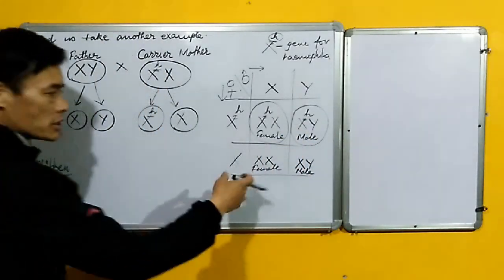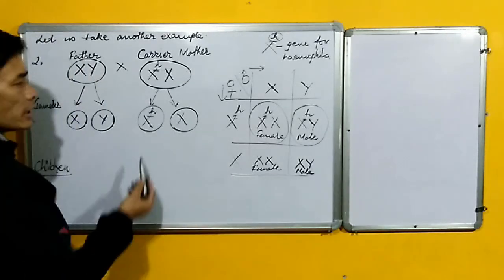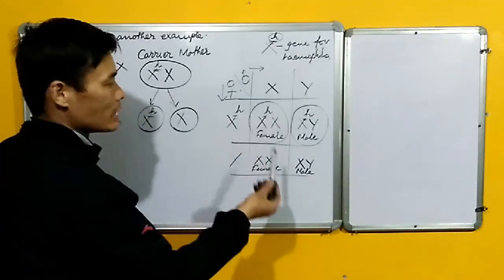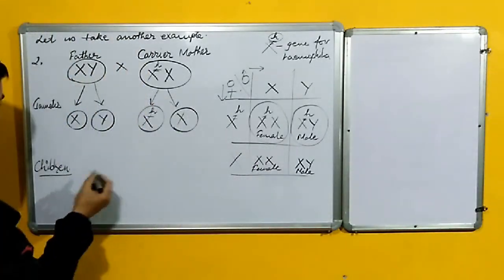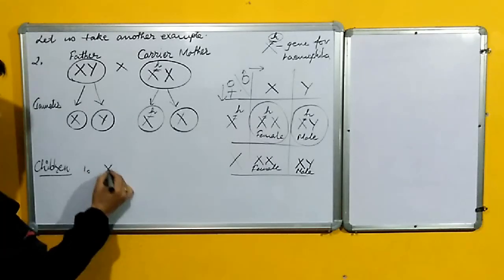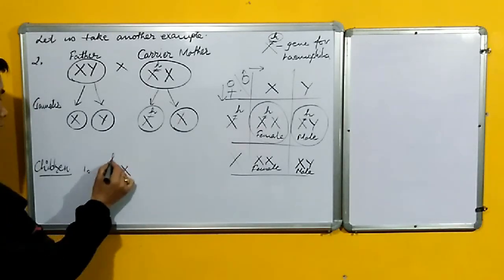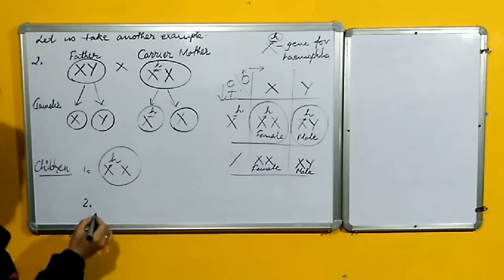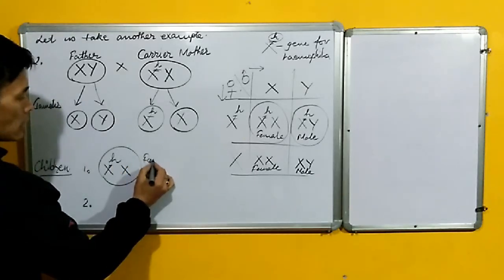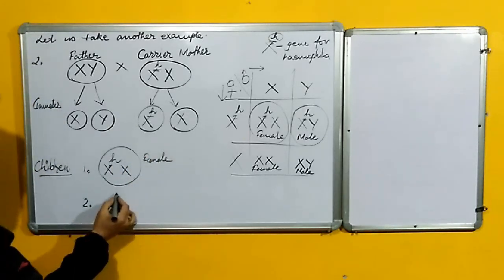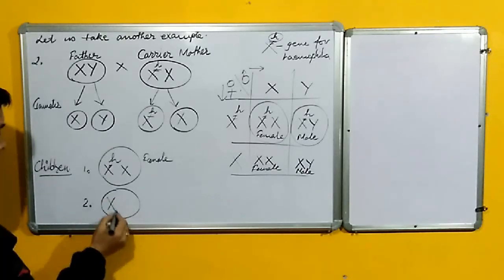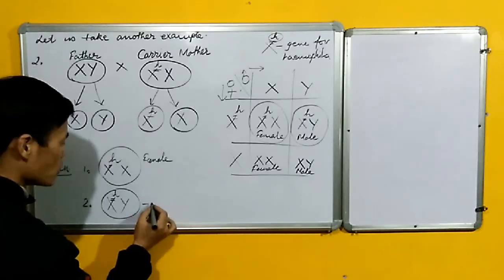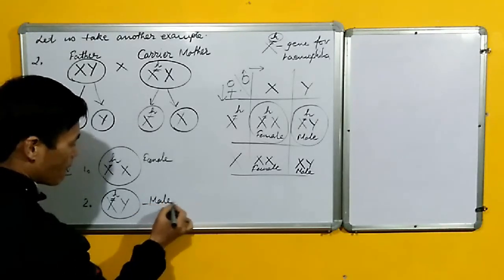There are 4 progenies, there are 4 children being produced, but we see there are only 2 children where the defective gene is present on their X chromosome. So one of the children is a female child which is having a defective gene. Now the other child is a male child. So this is a female child and this is a male child. And the male child has one X chromosome and one Y chromosome.